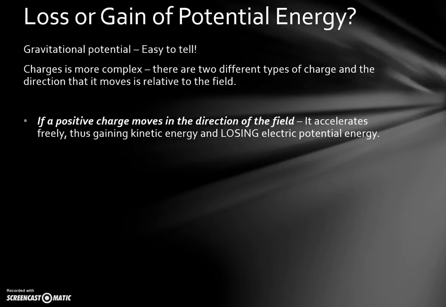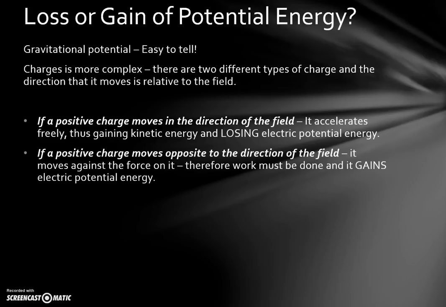So if we have a positive charge and it's moving in the direction of the field, so remember if it's following those field lines, it's going to be accelerating freely. And if it's increasing its acceleration, it's going to be gaining kinetic energy. And if it's gaining kinetic, obviously it's going to be losing potential, just like our mass in the gravitational field. Oppositely, if a positive charge is moving opposite to the direction of the field, it's moving against the force that's on it.